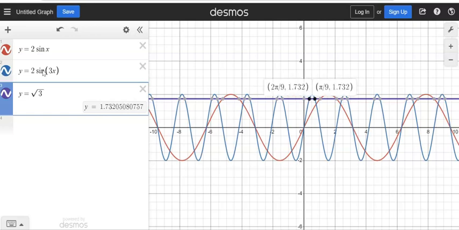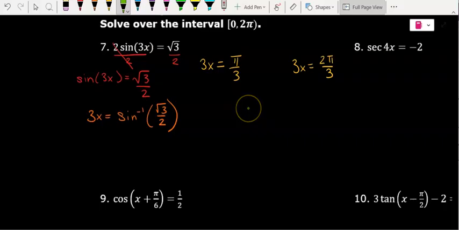I'm looking for all of these. Before these are compressed, they're beyond my 2 pi. They get compressed because of that 3. So what I'm looking for here is what is coterminal with pi over 3 and 2 pi over 3, just 1 and 2 more rotations further. So pi over 3 is here, 2 pi over 3 is here. That would be through just going 1, 2, right?